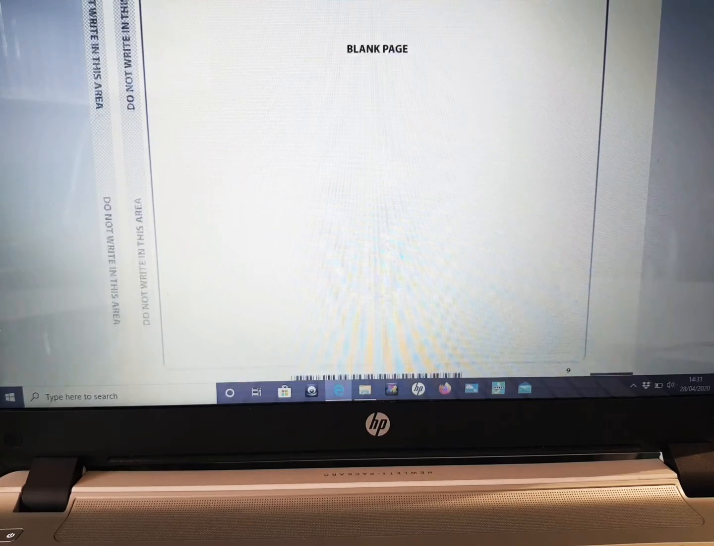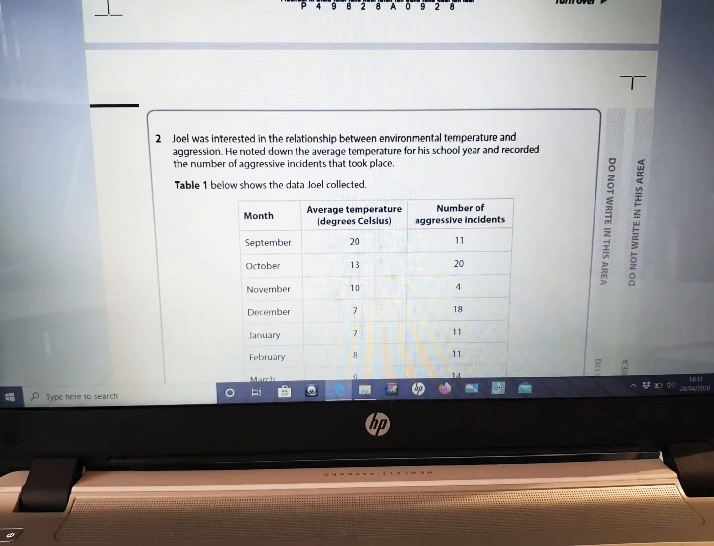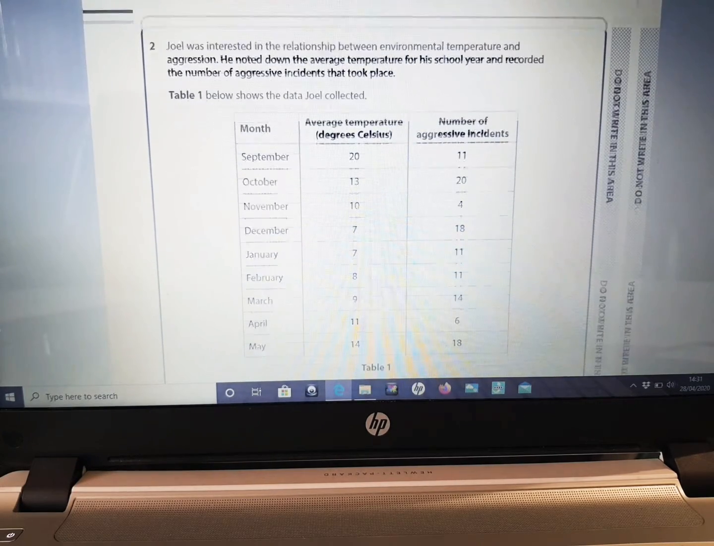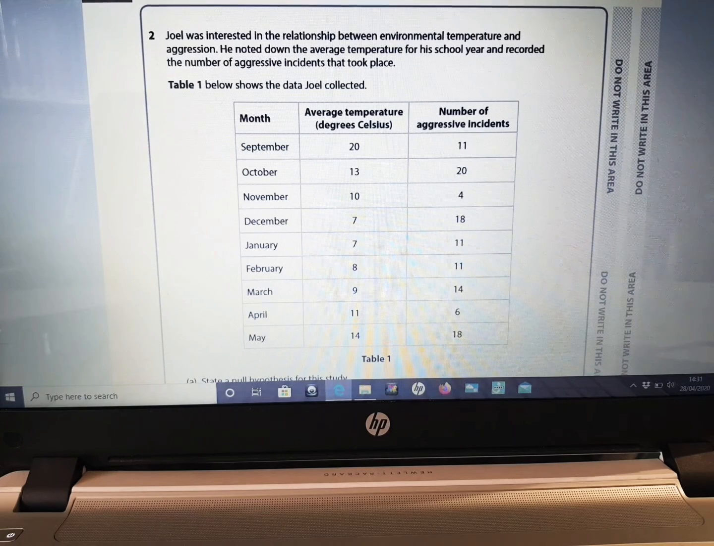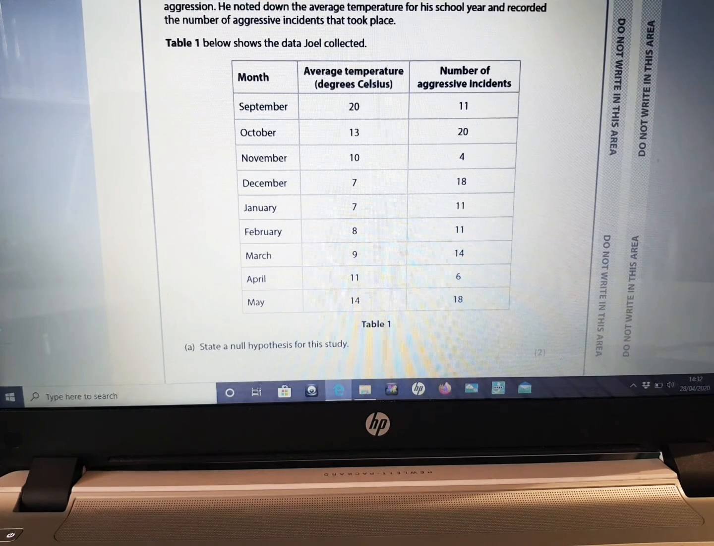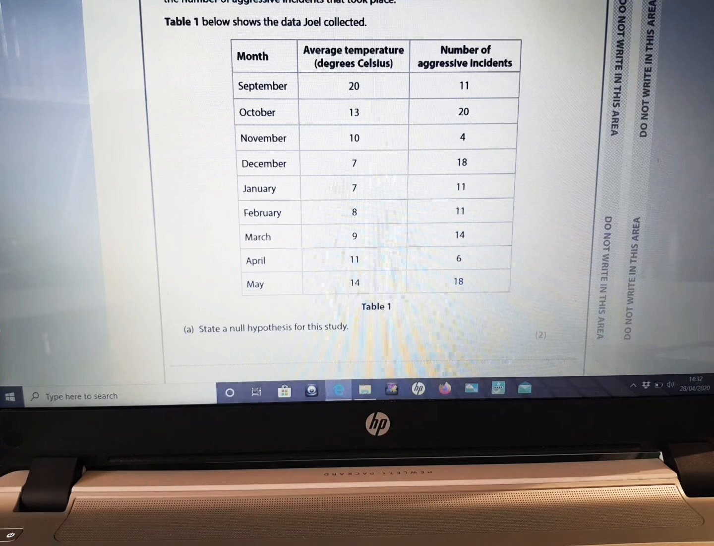And the next question. So the next question, we have some data that is given to us, and we've also got a table of data presented. So Joel was interested in the relationship between environmental temperature and aggression. He noted down the average temperature for his school year and recorded the number of aggressive incidents that took place. So you can see we've got the months, we've got the average temperature in degrees, and the number of aggressive incidents. Okay, so the question is state a null hypothesis for this study for 2 marks.